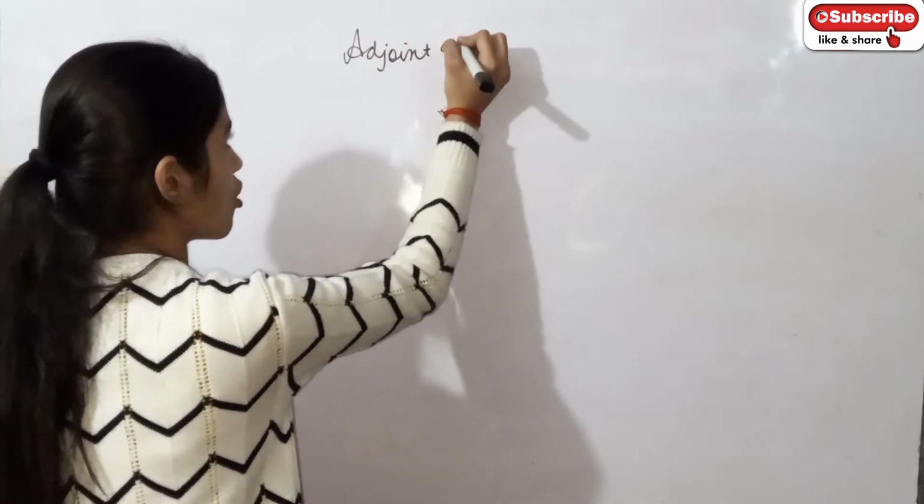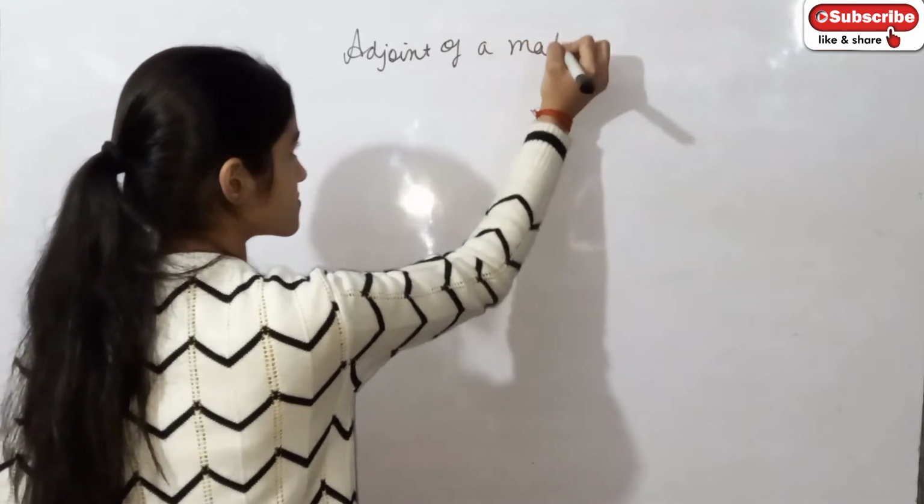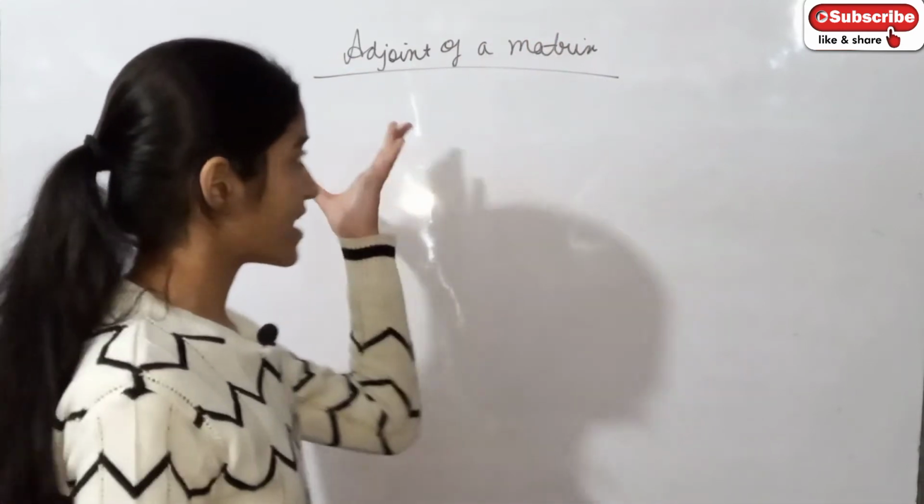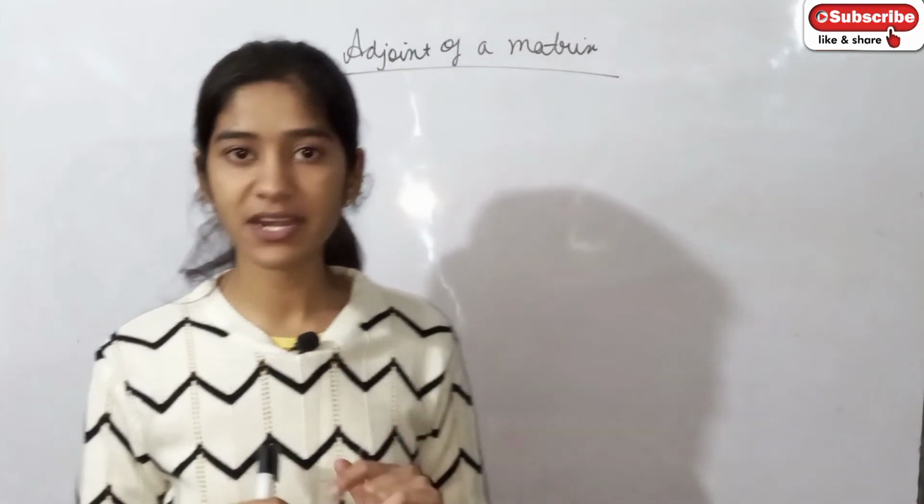Adjoint of a matrix. What is adjoint of a matrix? Adjoint of a matrix is the transpose of all the cofactors of the elements of a determinant, where the element is capital Aij. What is the meaning of this? It means cofactor. If the elements are cofactors, then the transpose of that cofactor is the adjoint of a matrix.